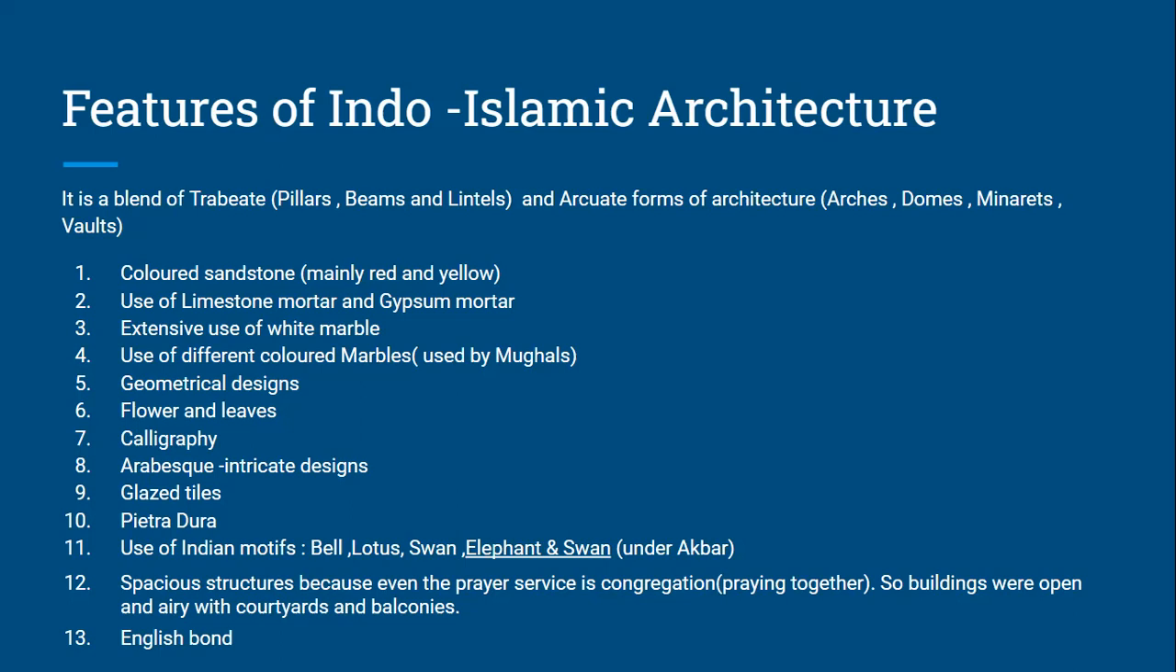Calligraphy is also there. Now there are different types of calligraphy: Tugra calligraphy, Kufi calligraphy, Nastaliq calligraphy. So different forms of calligraphy have been used. Arabesque, it's a technique of intricate designs and all. Then glazed tiles, so colorful glazed tiles emerged during this period. Then Pietra dura. So what is Pietra dura?